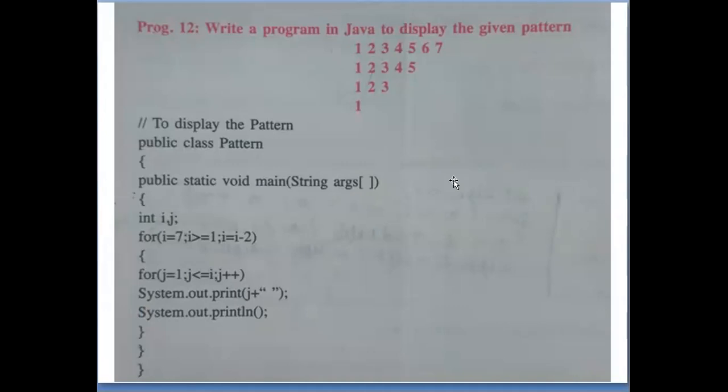Usually I say it is number of rows and number of columns. But here, yes, that concept is still there. The only thing is that here the difference of 2 has come in. And the inner loop is starting with 1 always.